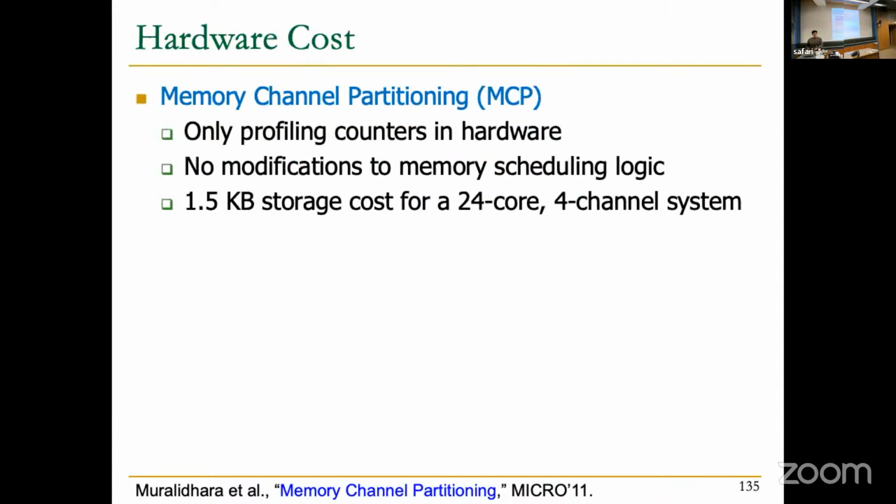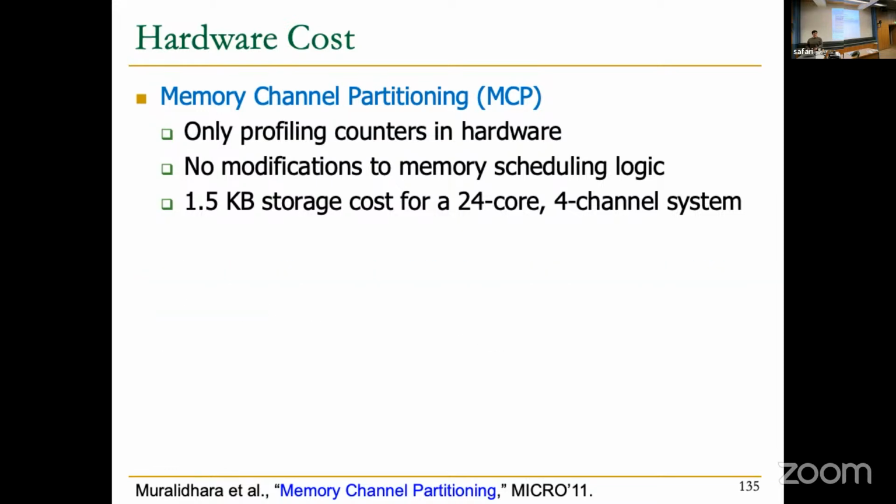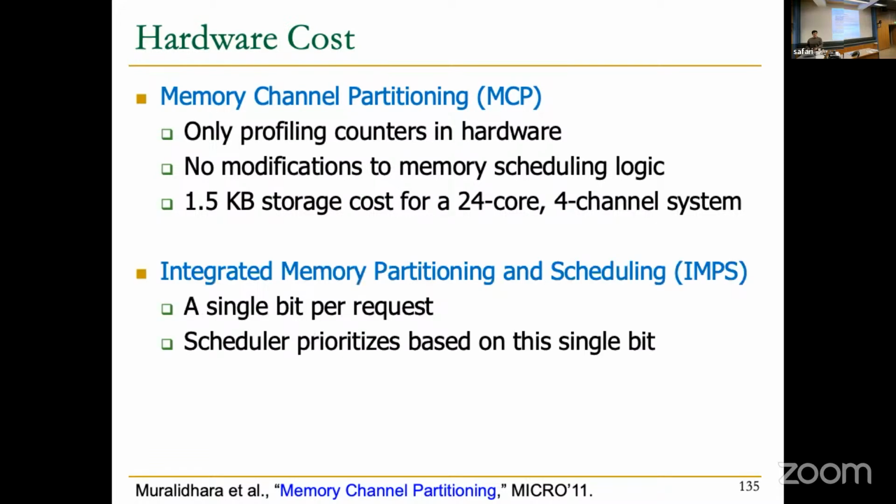And the hardware cost is relatively small. You need some profiling counters in the hardware because hardware deals with profiling. And you don't modify the scheduling logic at all. You're just partitioning data across channels. That's something the OS can do. And it basically induces 1.5 kilobyte storage cost for a 24-core 4-channel system.